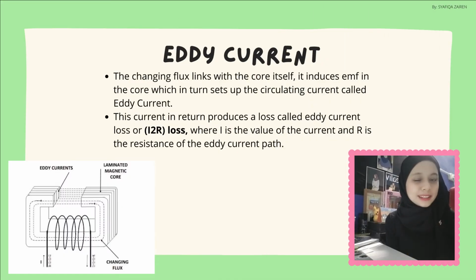What is eddy current? Eddy current is the changing flux linked with the core itself. It induces EMF in the core, which then sets up a circulating current. The current in return produces a loss called eddy current loss or I squared R loss, where I is the value of the current and R is the resistance of the eddy current path.